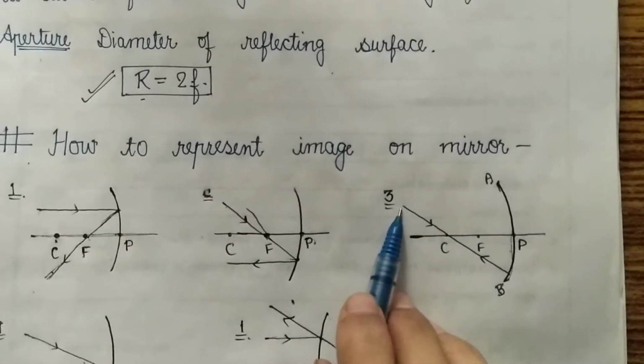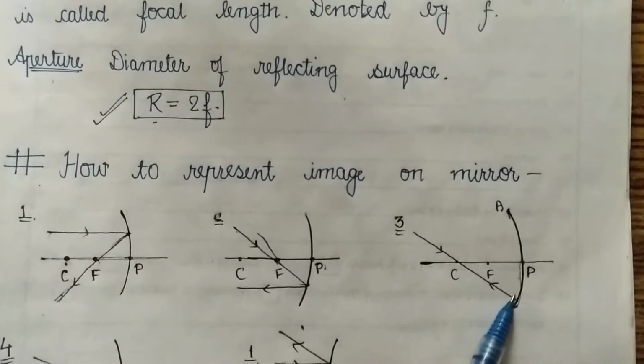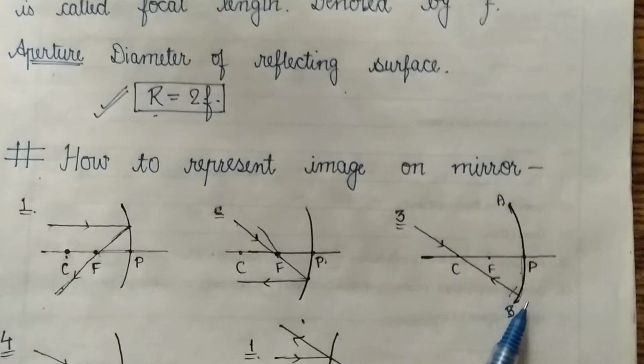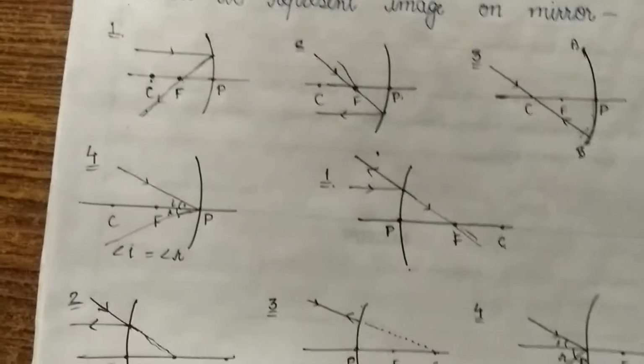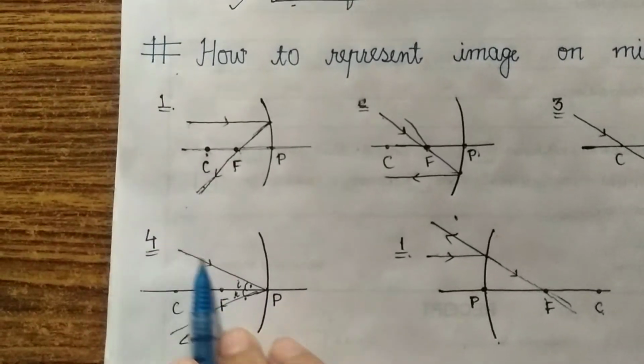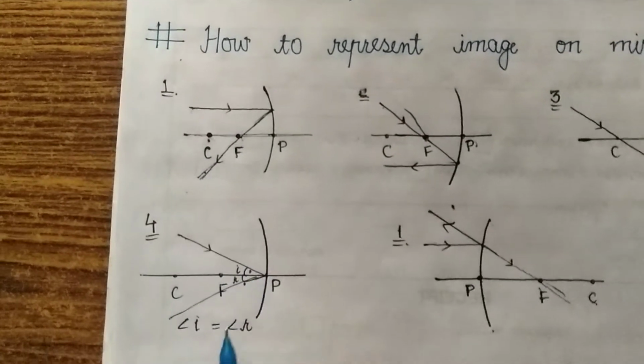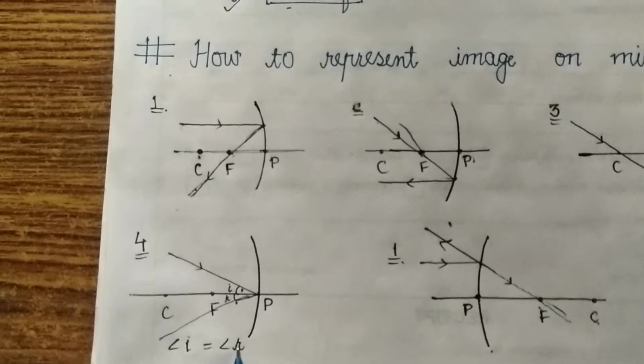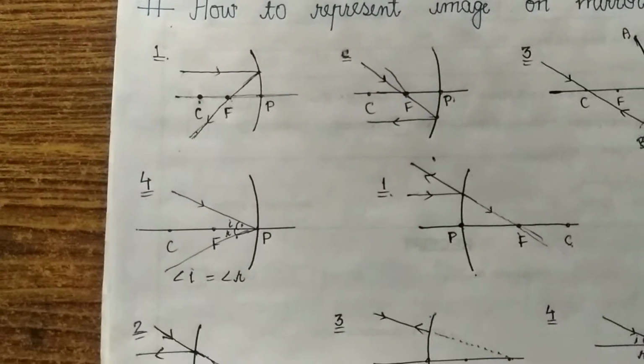Third, if the light is passing through the center of curvature, then after reflection it will go back through the same path. Fourth, if the light falls directly on the pole, then the angle of incidence is equal to the angle of reflection. This is the first law of reflection.